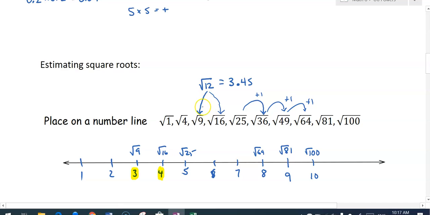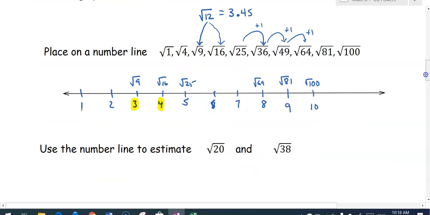So you figure out what two numbers it's between, and then you figure out the proportional distance the 12 is related to the 9 and the 16. If it's really close to the 16, like root 15, I would probably say 3.9. Root 10, I'd probably say 3.1. And I just figure out kind of where it falls. So let's practice a couple.